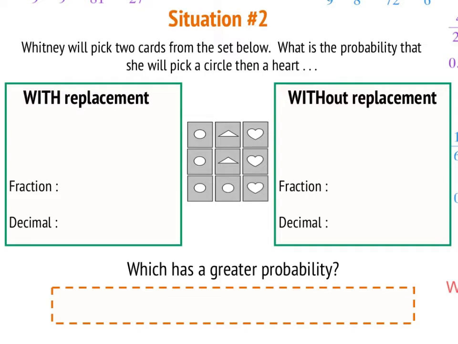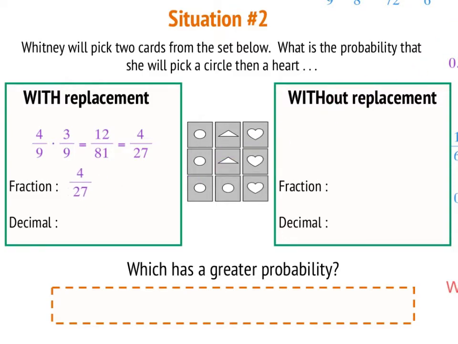And again, we're going to do this with replacement and then without replacement. So we're taking a look at our first scenario. She's going to pick a circle, and we can see there are 4 circles out of 9. Then again, she's going to put that card back and then select a heart, and we can see there are 3 out of 9. So for our first scenario, we've got 4 out of 9 times 3 out of 9. 4 times 3 is 12. 9 times 9 is 81. And we're going to reduce our fraction, which is going to give us 4/27.